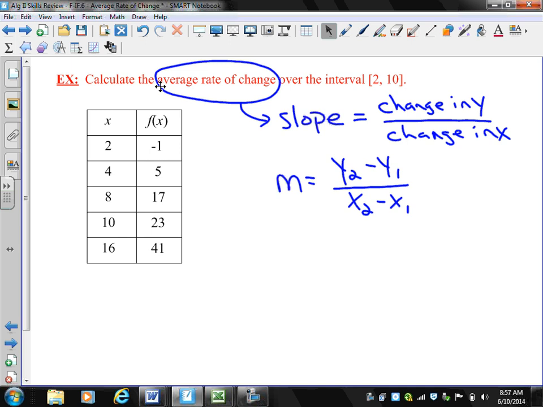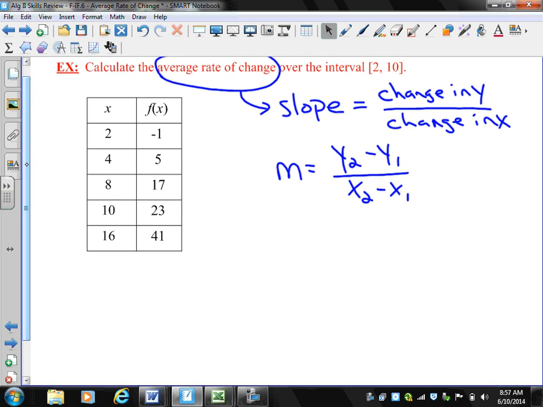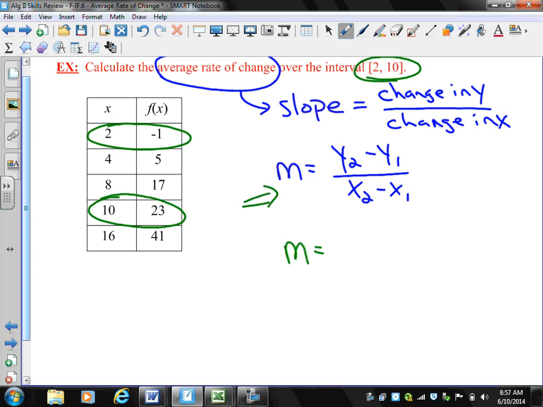So now I'm going to look at the question again. I know that my interval is going from 2 to 10, so that's my x values, right? So x is starting at 2, so my output is -1 when x is 2. And I'm going to the point when x is 10, my output is 23. So I'm going to take those values and substitute them into the y2 minus y1 equation that I wrote here.